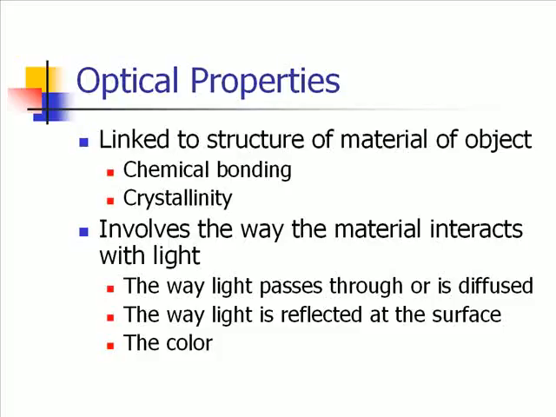If it's transparent, the light will pass through and nothing will happen to it. If it's opaque, the light will hit it and it won't pass through. Those are the two extremes, and things can be in between. Light is reflected from the surface in different ways, depending on the texture of the surface. So that affects how it appears to us. And then also the color of that object affects how it interacts with light.